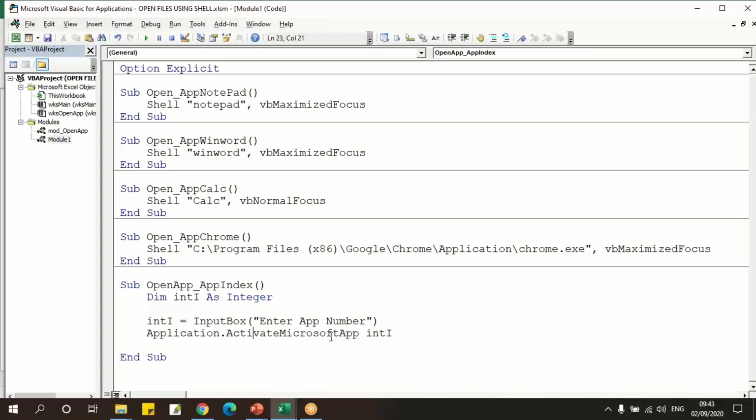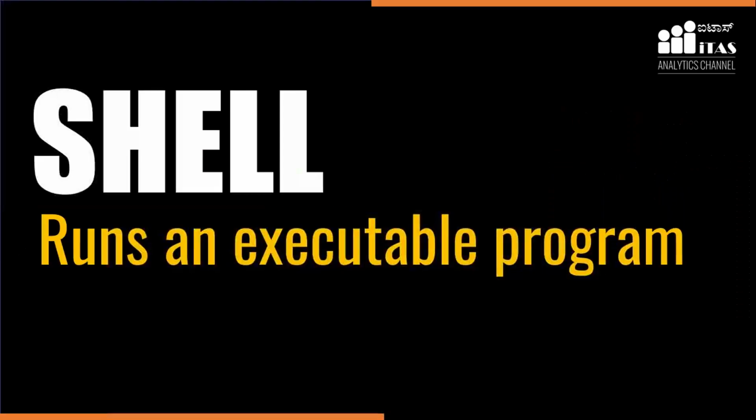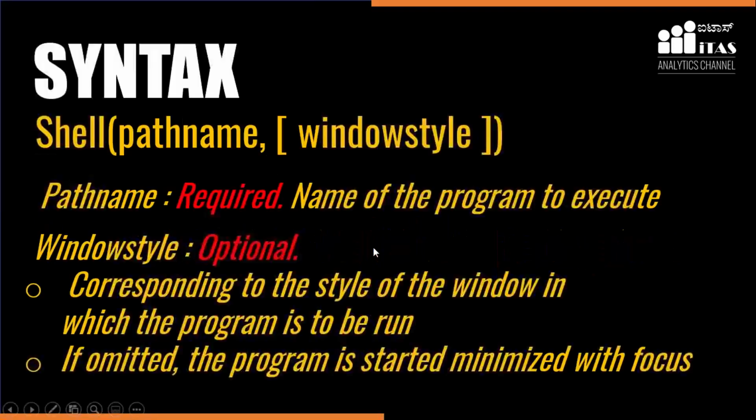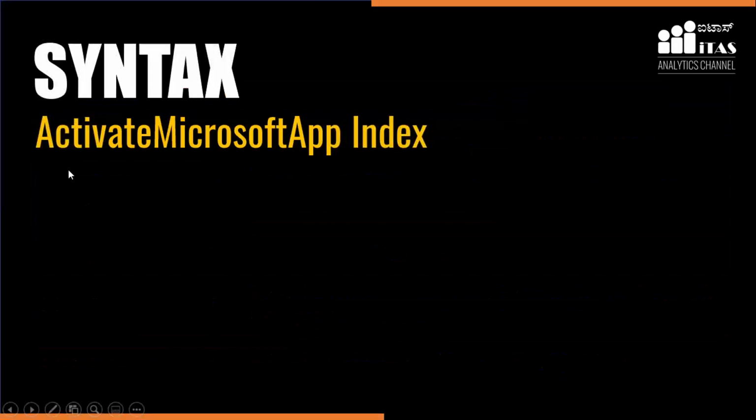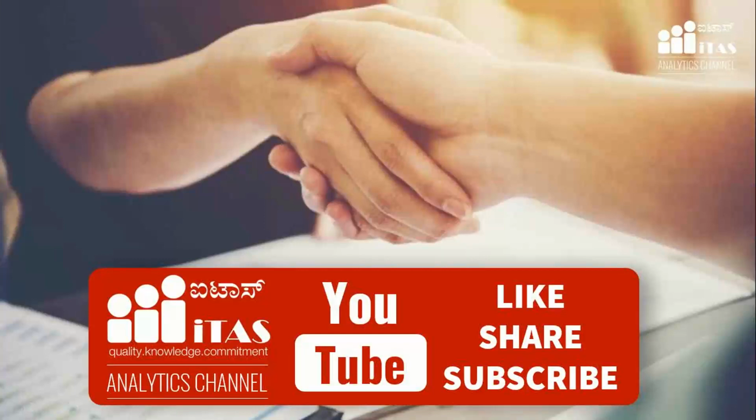So this is what we have for this video. We learnt about the Shell command, which uses the path and the exe file name to open the applications, and we also saw how to use this ActiveMicrosoftApp with index number to open the Microsoft applications.